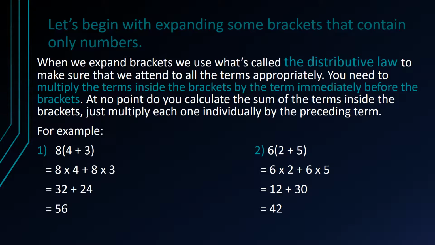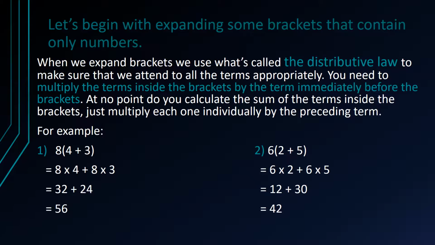For example, in this first one here, 8 and then in brackets 4 plus 3. Alright, so we expand out those brackets firstly by writing 8 times 4 plus 8 times 3. So we've multiplied both the terms inside the brackets by 8, which was directly before them. So then 8 times 4 gives us 32, and 8 times 3 gives us 24. And then when we add those two together, we get 56.